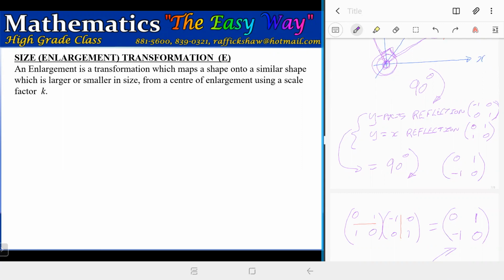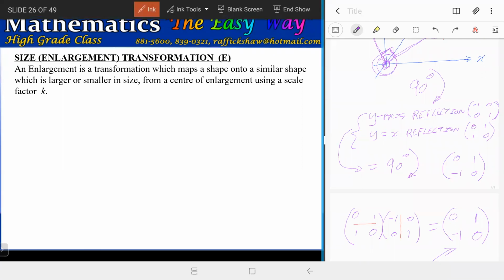Let's get into it. Remember, there's a center of enlargement and there's a scale factor. If you're describing an enlargement, you have to state those two things: the center of the enlargement and the scale factor of the enlargement. An enlargement has two components, a scale factor and a center, and you have to state both of them whenever you describe an enlargement.